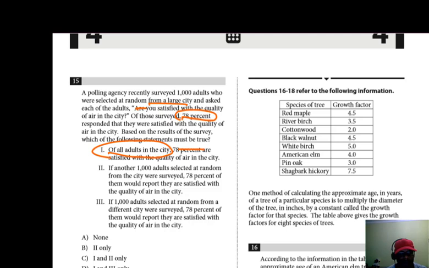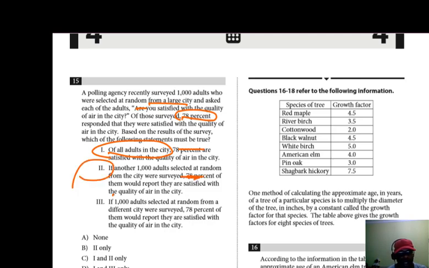Okay, this is wrong, I think. If another 1,000 adults selected at random from the city were surveyed, again with the same city, 78% of them would report they are satisfied with the quality of the air. Again, the same result. How could it be?